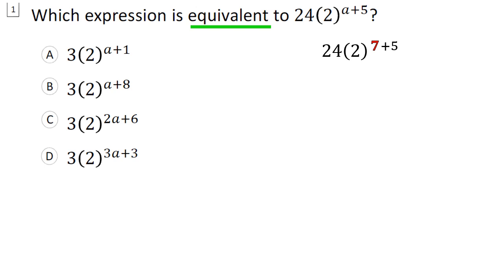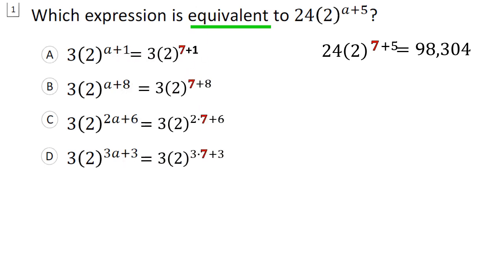24 times 2 to the 7 plus 5 power. Be careful. You may need parentheses around that exponent when you're typing it in the calculator. It's always a safe practice to do that. But that's going to give us 98,304. Well, now let's plug in 7 to all these multiple choice answers, because if they're equivalent, plugging in the same number for A will give us the same output number.